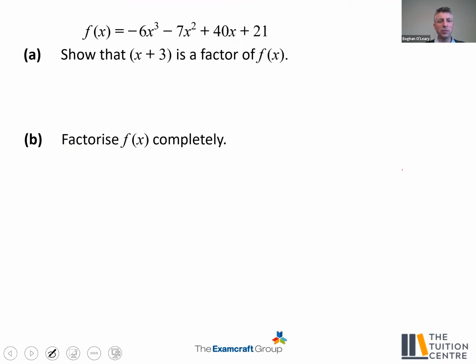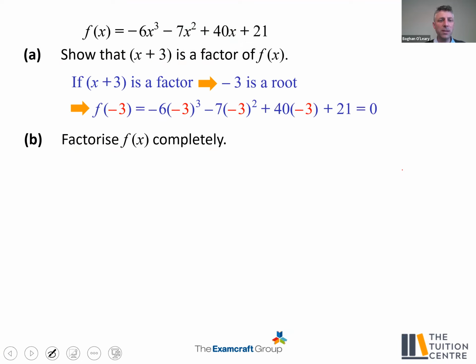Now, you could do long division here, or you could say if x plus 3 is a factor, then x equals minus 3 is a root. You sub in minus 3 as your input in place of x, and you show that that is equal to 0. And when the input gives you an output of 0, it is a root. Factorize f of x completely is part B. So in this case, most students are going to do long division.